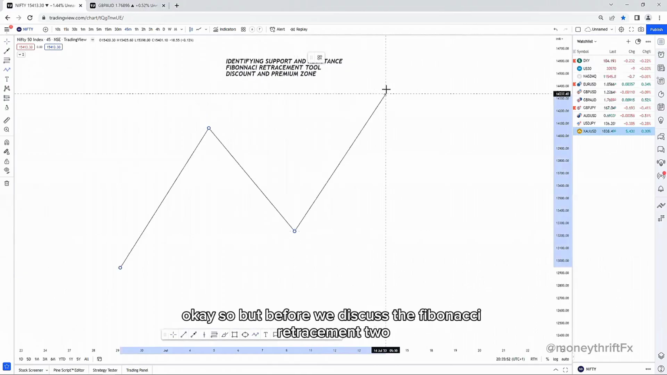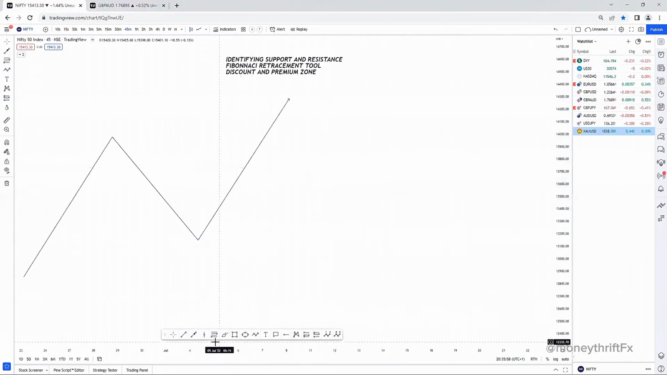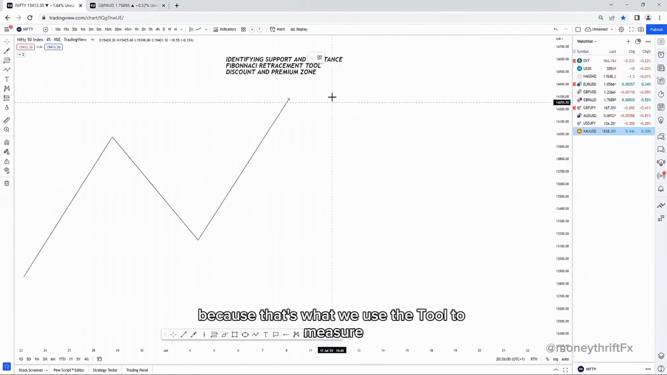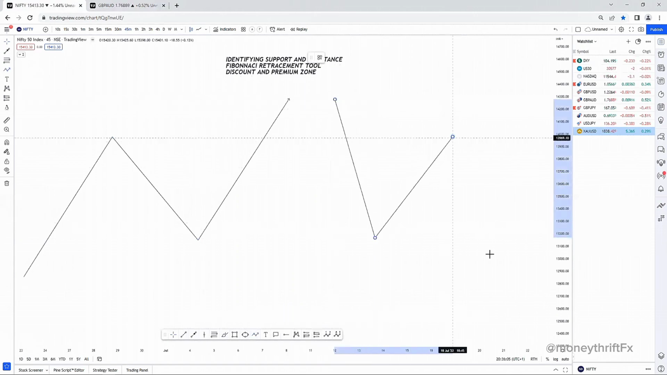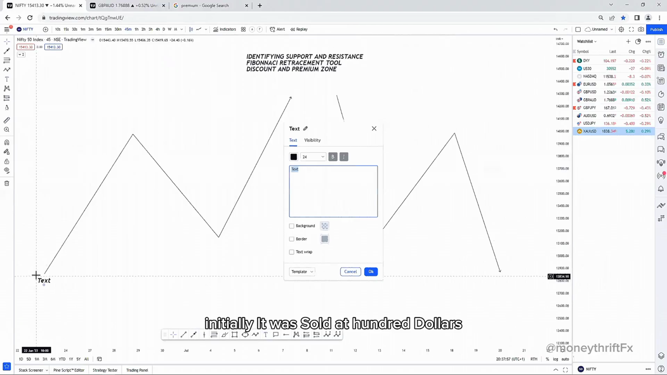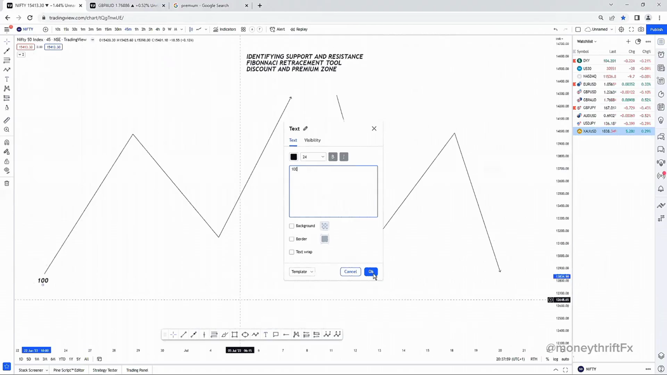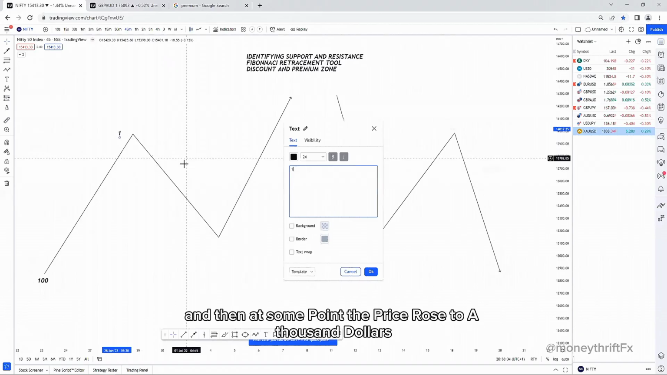But before we discuss the Fibonacci retracement tool, let us discuss premium and discount zones, because that's what we use the tool to measure. So let's assume you want to buy an iPhone. Let's say this is the iPhone. Initially it was sold at $100. And then at some point the price rose to $1,000.